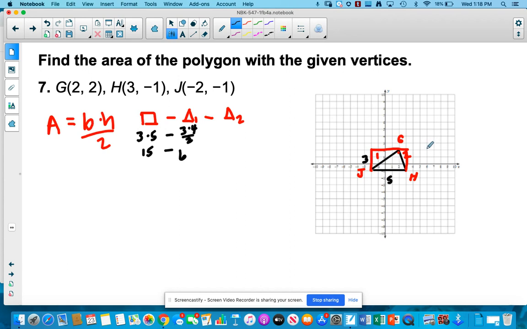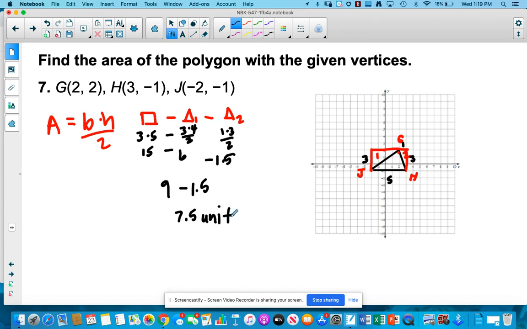Now let's look at the area of triangle 2. It is 1 by 3. So 1 times 3 divided by 2, which is 3 over 2, which is 1.5. Okay, so 15 minus 6 gives us 9. 9 minus 1.5 gives us 7.5. So we know the area is 7.5 units.